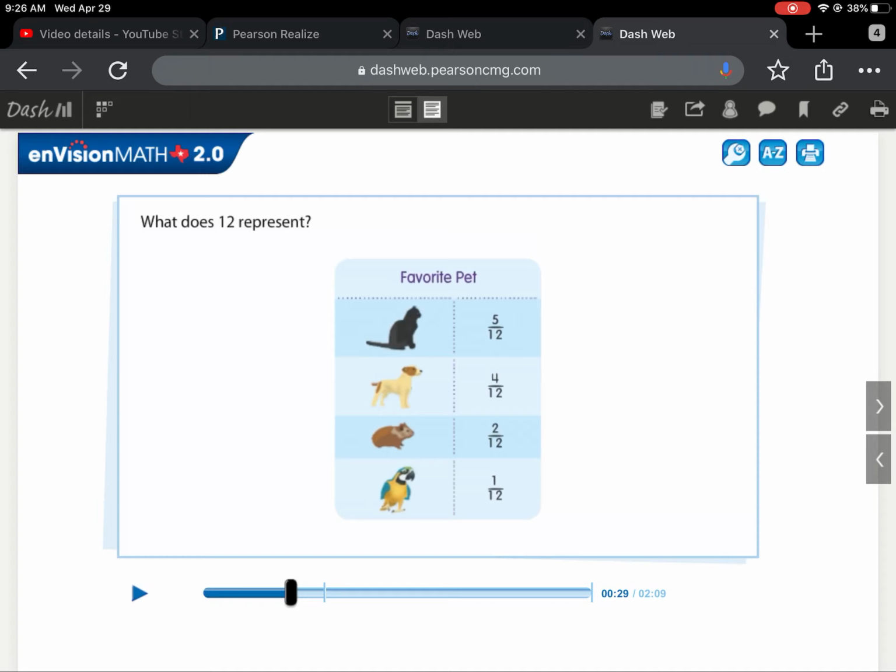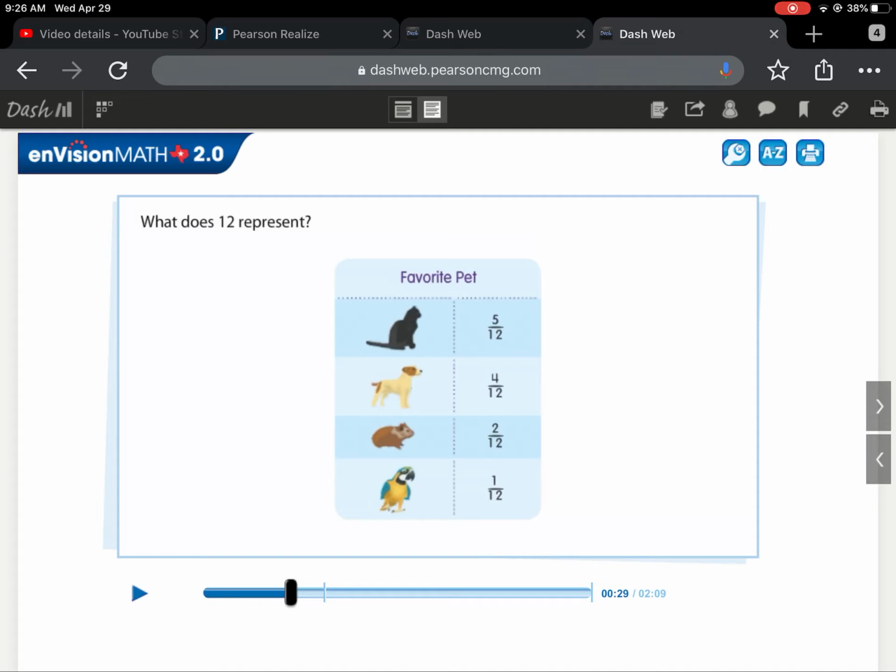So if you notice, they said that they were doing a survey. A survey is when you ask a question, right? And you ask people around you that question to see what they answer. In this survey, they were asking 4th grade students to see what was their favorite pet. So they want to know, what does the 12 represent?